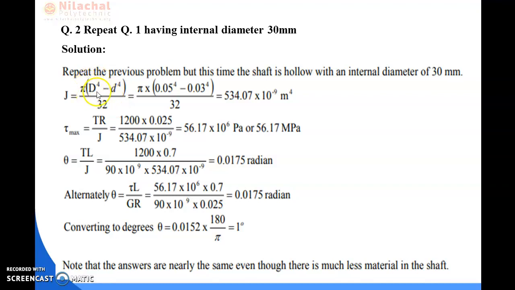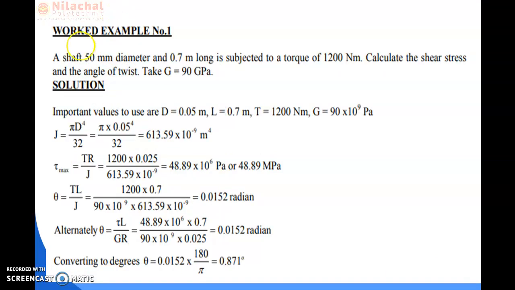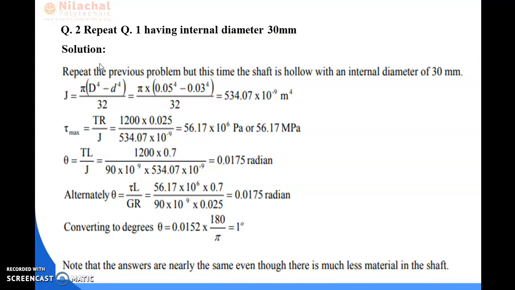Hence, the capital D is the value of 50 mm, that is already mentioned in question number 1, and small d, which is mentioned in question number 2, that means 30 mm. So by converting 30 mm into meter, we got the value as 0.03. So hence by putting all these values, we got the polar moment of inertia value as 534.07 into 10 to the power minus 9 meter to the power 4.